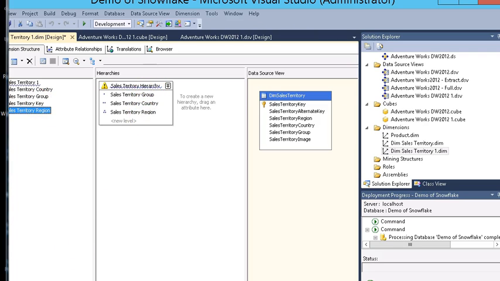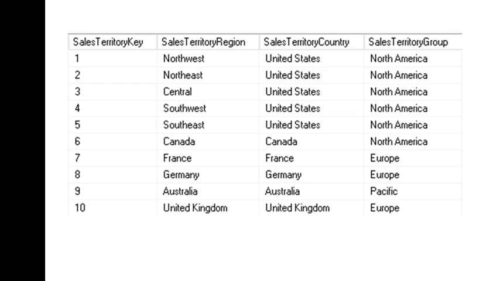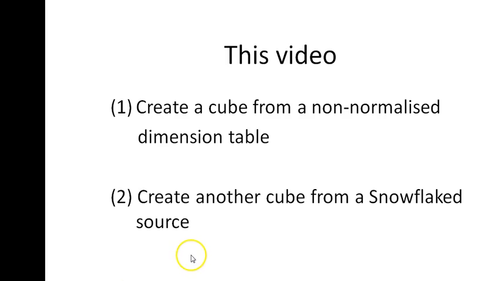But we were fortunate in this example because the data source we were drawing from already had the table with the country, the region, and the group already laid out. All we had to do is put it into the right places. But what happens if the data is already snowflaked within the source? Let's explore that.